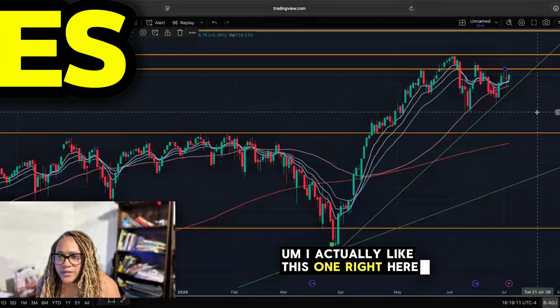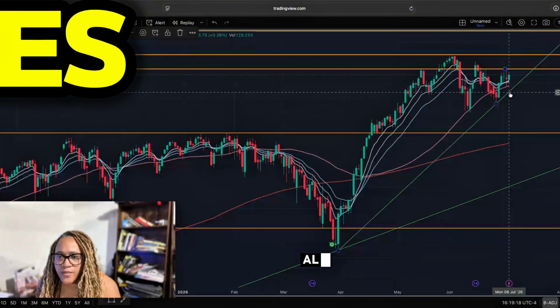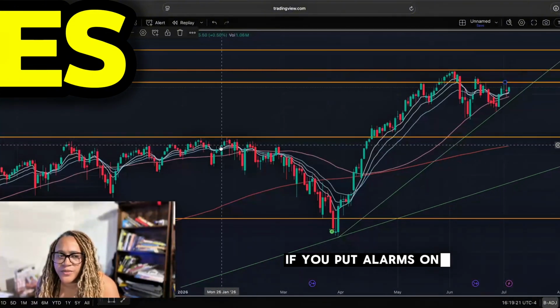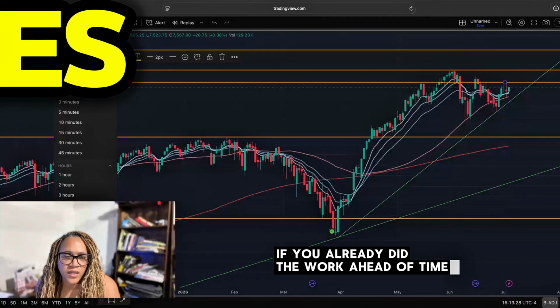I actually like this line right here. That way you can be looking at your time, because I know life is busy. There's no need to be sitting at the chart all the time, all day long. So if you put alarms on to let you know of the move that you're waiting for, that's a good way to manage your time as well, if you already did the work ahead of time. All right, not too much on the daily.